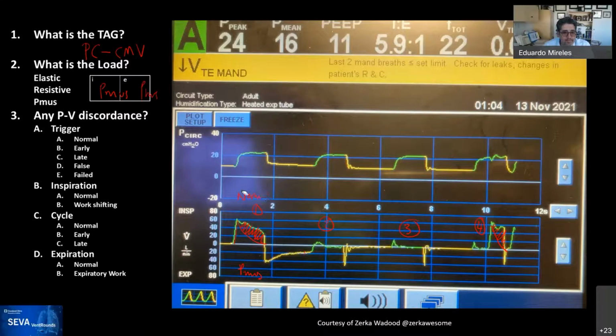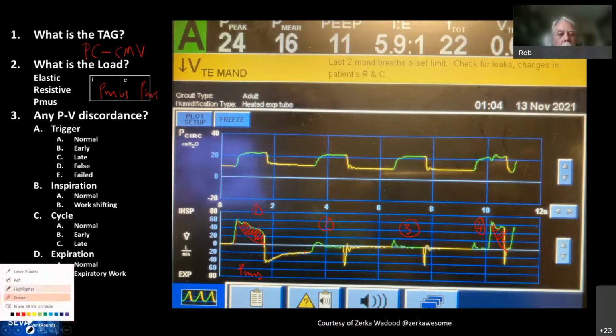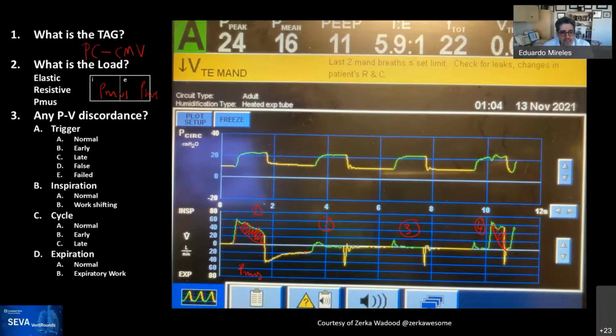Alrighty. Very good. Let's go to trigger for a second. So the first one, I would say that the trigger looks normal, unless anybody says otherwise. But there's a little bit of a dip of the pressure. It looks great. This is a mechanical breath, so mandatory breath. There is no real evidence of inspiratory effort.